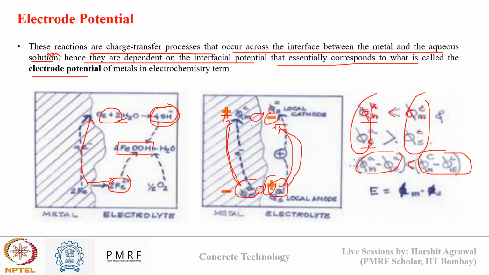So this difference between the potential of my metal and the surrounding is known as the electrode potential. And from this diagram we understood how this electrode potential will govern the flow of ions and the activity of corrosion.